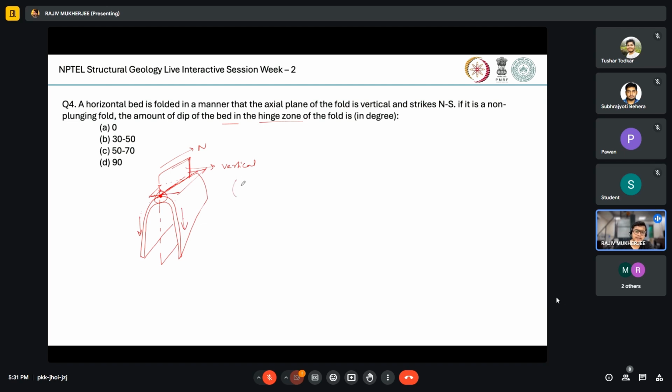So the condition is that the fold is upright and non-plunging, and we see that the beds are steeply dipping on both the sides, and of course the axial plane is vertical. So we say that the correct answer is option A. That means the beds at the hinge zone are perfectly horizontal.